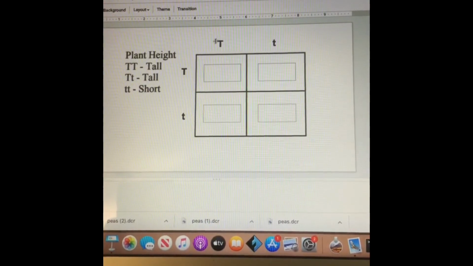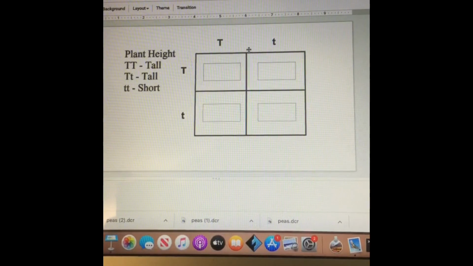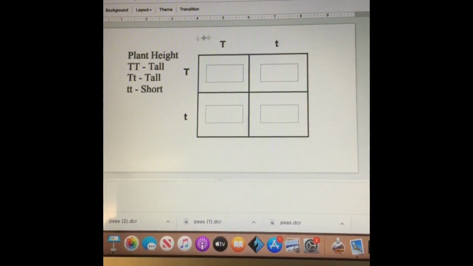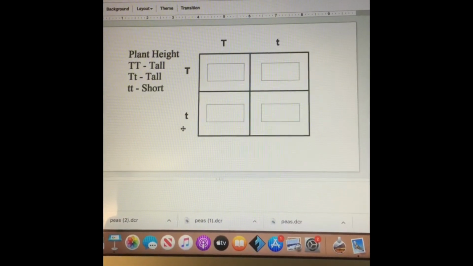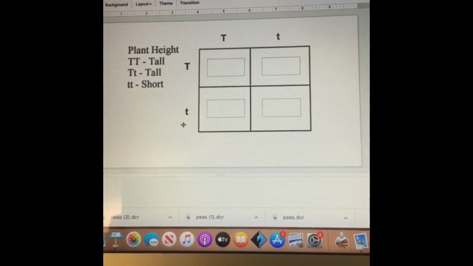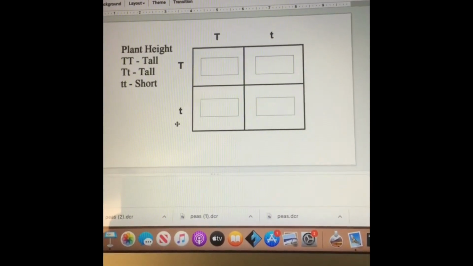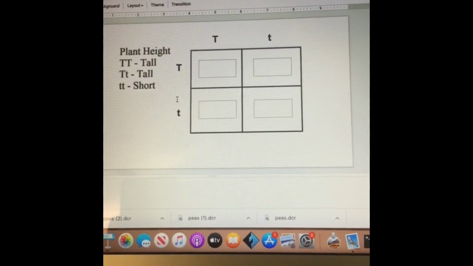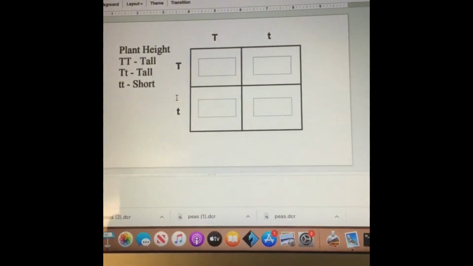This parent is hybrid, two different alleles, so that means they are heterozygous, has the dominant trait of tall. This parent, same thing, heterozygous, hybrid. It will also be tall. So we have two parent plants here. What is the chance or the probability that these two tall parents could have a short offspring? Is it even possible?